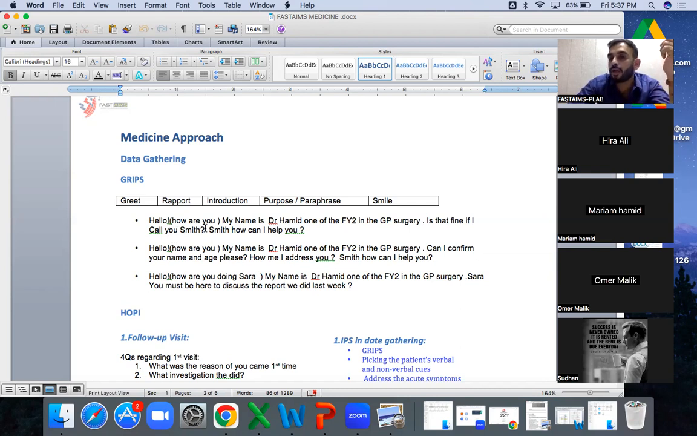Okay, if you go inside the cubicle, there is a note written saying this is your follow-up patient. For example, it can say it is the second visit, the first follow-up visit, and she came with some benign condition, and you have to make a follow-up of that condition. What will you say? You should analyze the situation. Hello, how are you? You can ask that. My name is Dr. Hamid, one of the FYs in the GP surgery. Is that fine if I call you Smith? You can speak that. Check whether it is written John Smith, or Smith Johns.